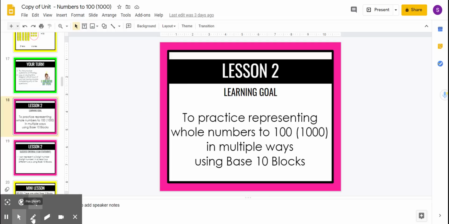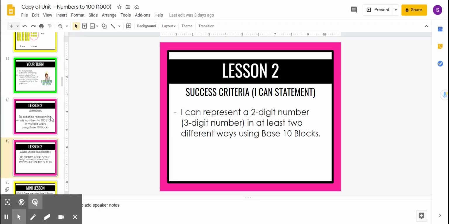Hello, this is just a quick review of the lesson that we did this week. It is around representing whole numbers to 100, or 1,000 if you're in grade 3, in multiple ways using base 10 blocks. So how do you know you're successful? If you can represent a 2-digit number, or a 3-digit number if you're in grade 3, in at least 2 different ways using base 10 blocks, then you have met the learning goal.